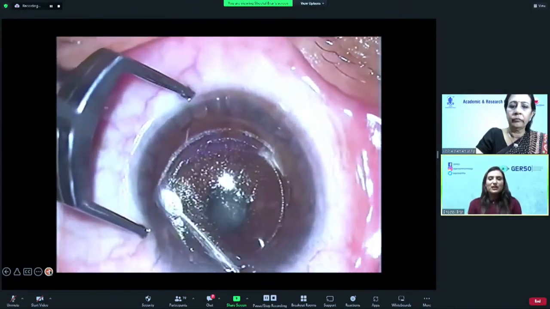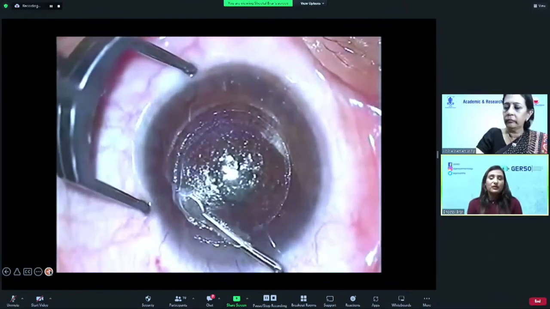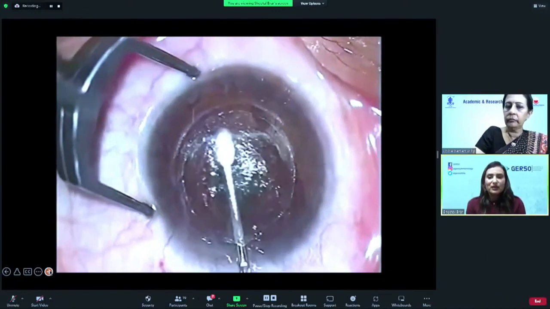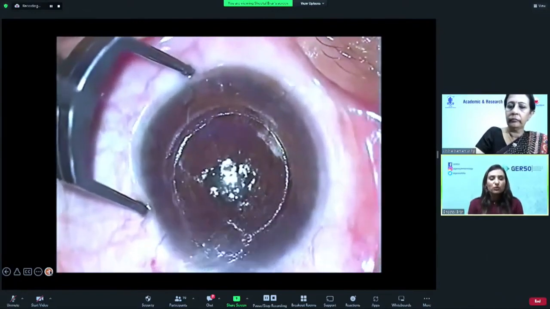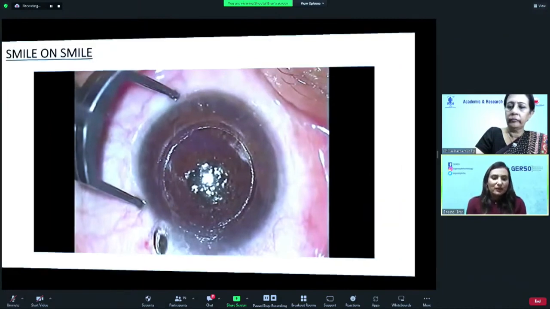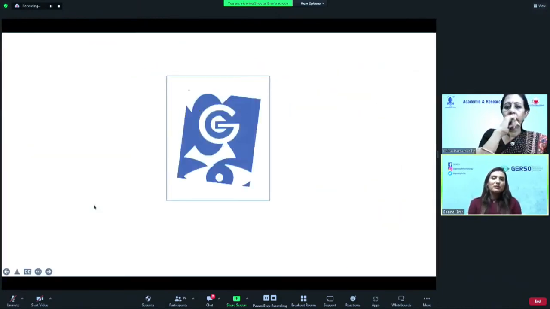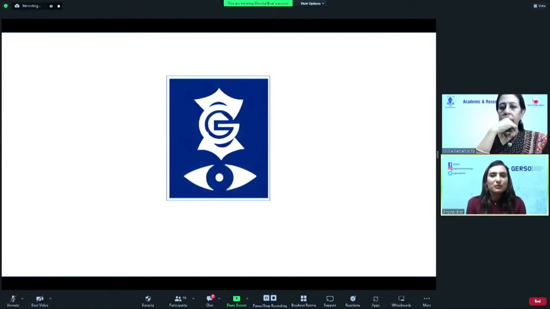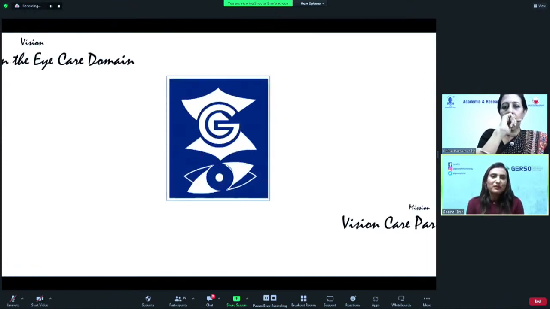So we've done one case, two cases of SMILE on SMILE, and this method can be used for residual refractive errors which are higher, but this is suitable only if you have access to the pre-SMILE parameters, the previous parameters.